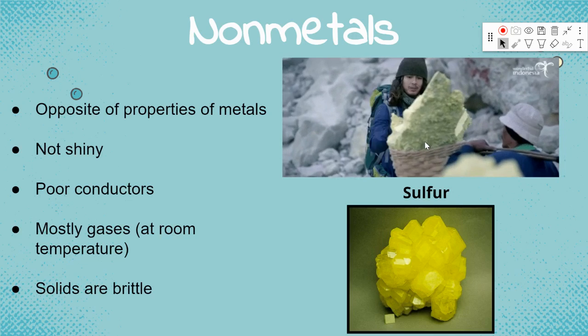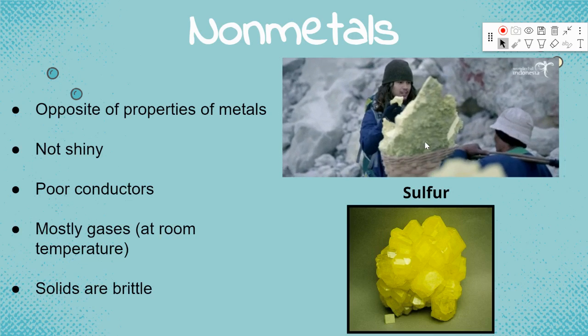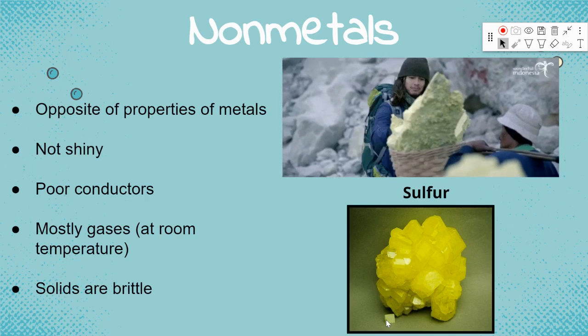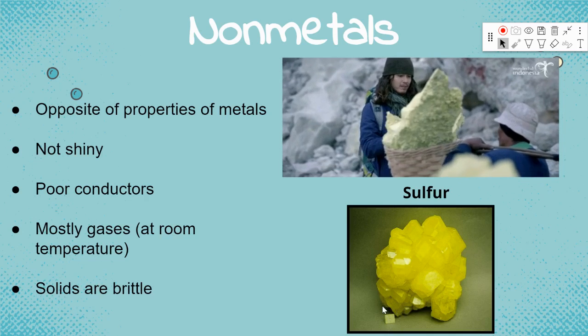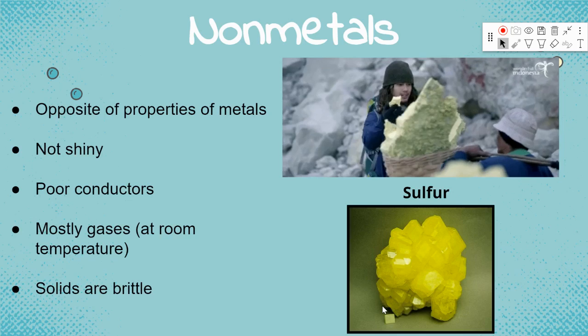But if they are solid, then the solids are brittle, right? It's not hard like a metal. You see here in this bottom GIF that there's actually little chunks breaking off because of how brittle this sulfur is, right? So even if it is solid at room temperature, it's a brittle solid. It's not sturdy like metal.